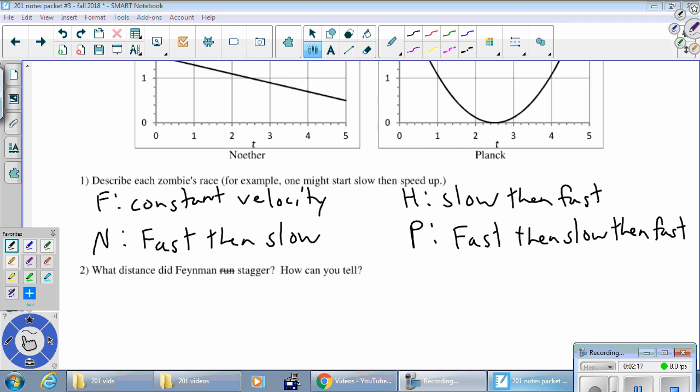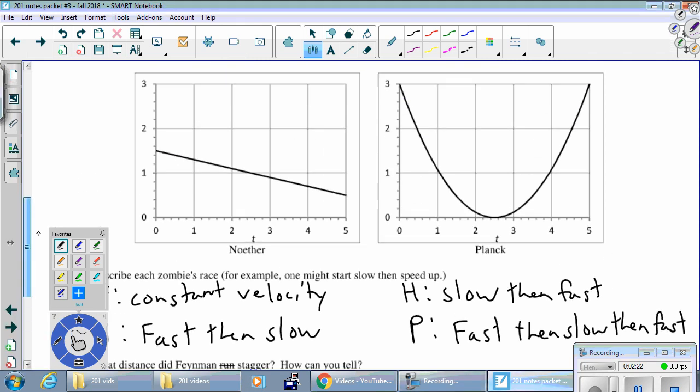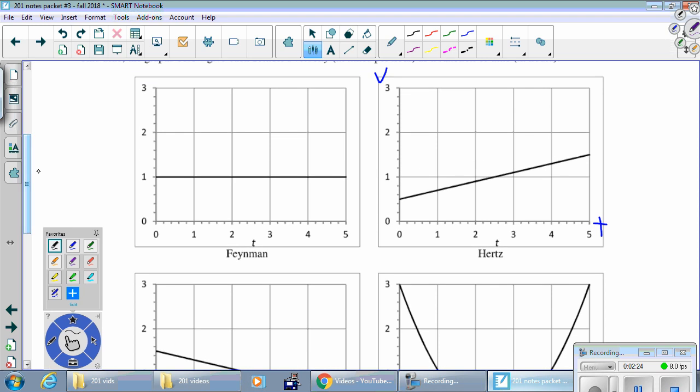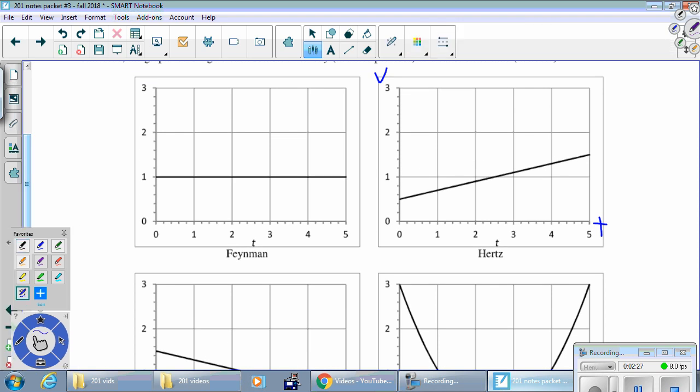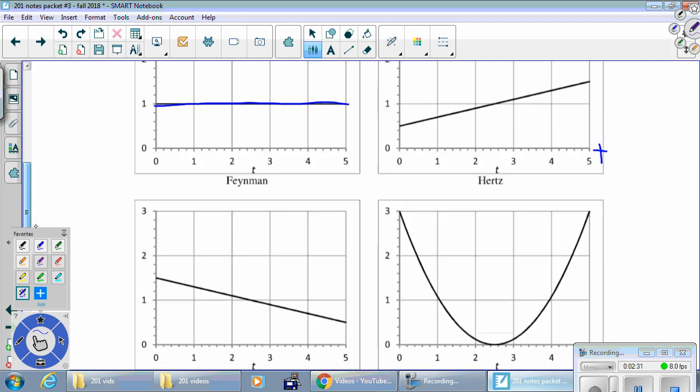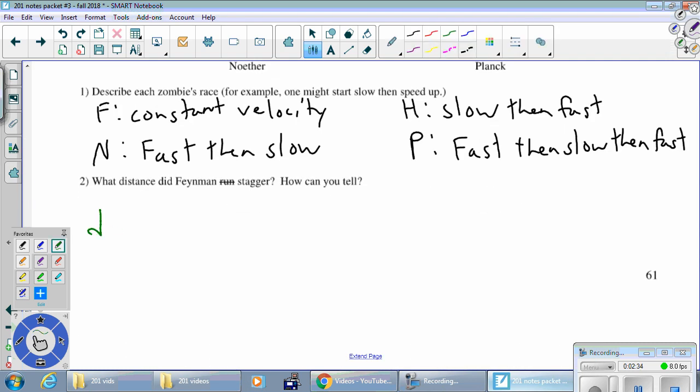Okay, let's take a look at 2. What distance did Feynman stagger? How can you tell? Let's take a look at his graph. Feynman's graph is the easiest to analyze because Feynman ran at a constant rate of 1 mile per hour for the whole race. And so we know that the distance traveled is rate times time. The rate was constantly 1 mile per hour and the time was 5 hours. So altogether he staggered a total of 5 miles. And the reason we can use that D equals RT formula is because the rate was constant.